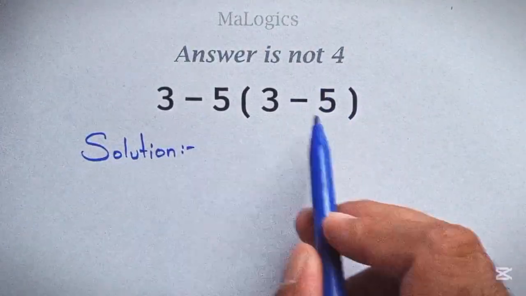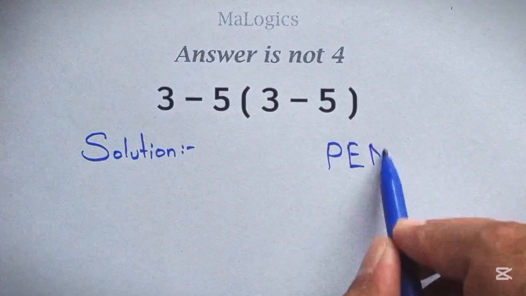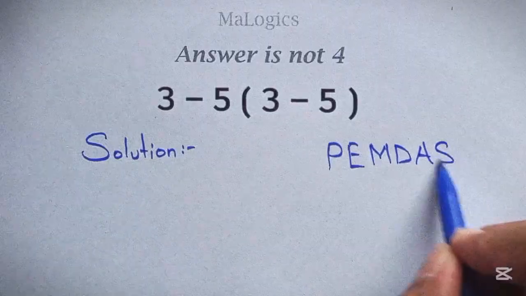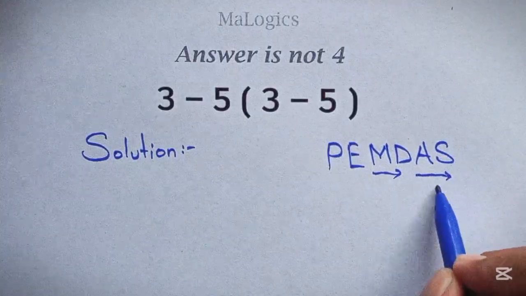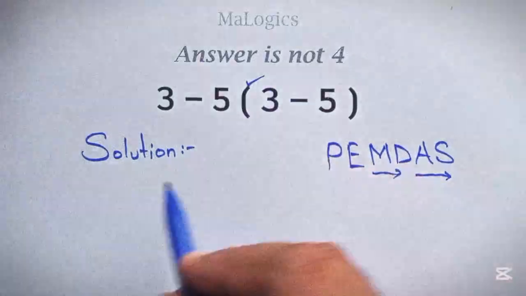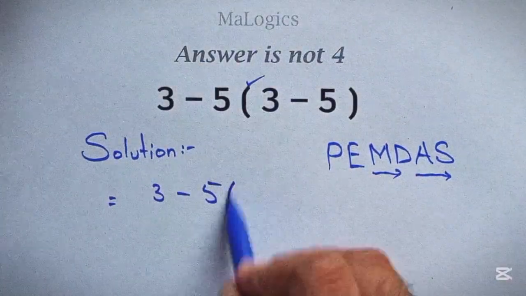For such types of math operations where two or more operations are applied, we have to follow the PEMDAS rule. Just like here, according to PEMDAS, parentheses have higher priority than subtraction. So first, we do this parenthesis. 3 minus 5 equals negative 2.